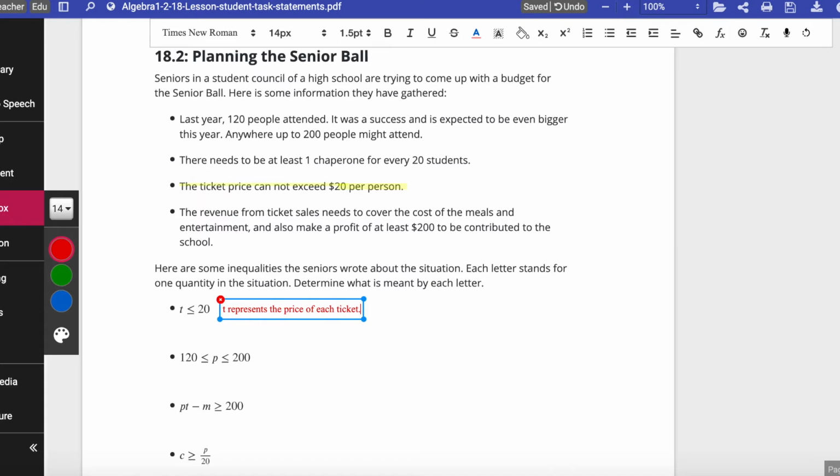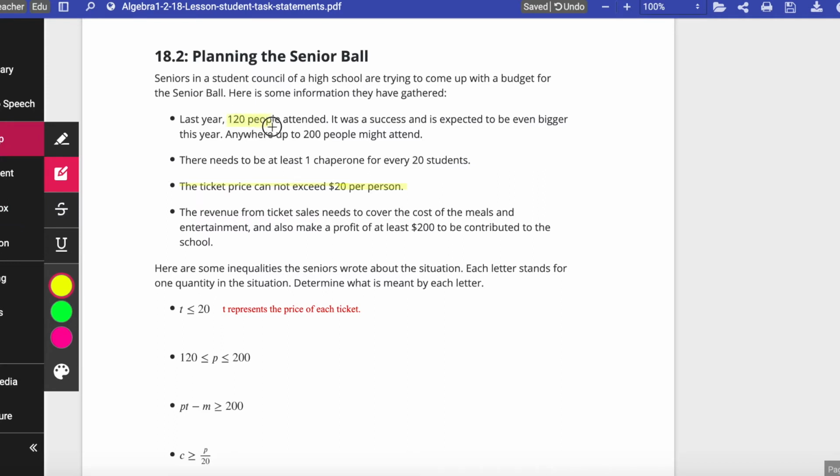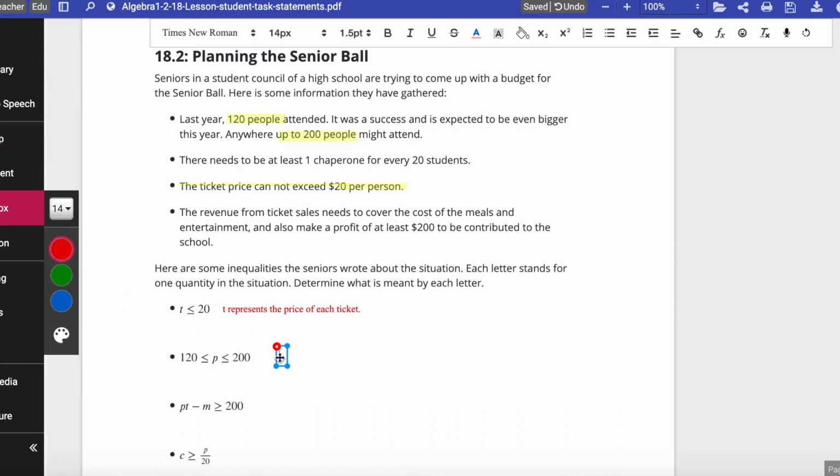Okay, so the next part, you have 120 is less than or equal to P, less than or equal to 200. Well, 120 and 200, you see that right here. 120 people attended, and anywhere up to 200 people might attend. So P would be the number of people attending. I guess you could put P represents the number of people attending.